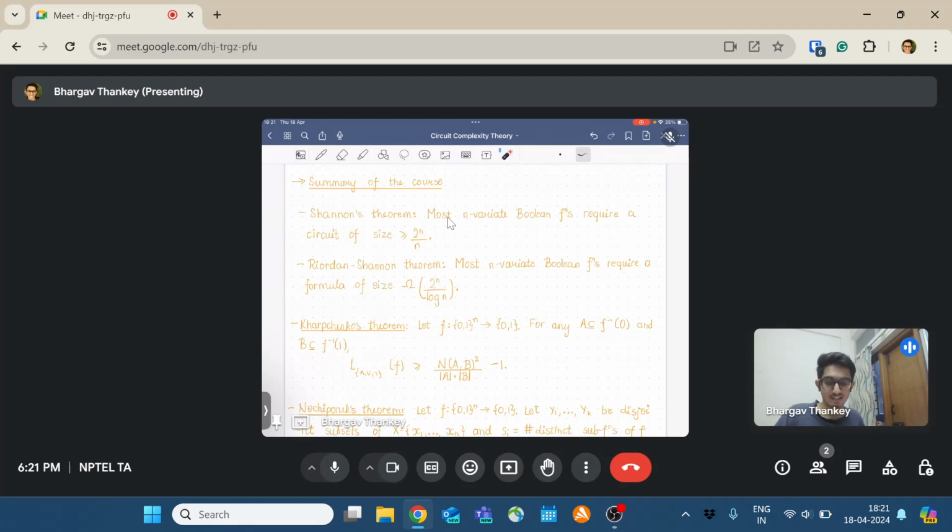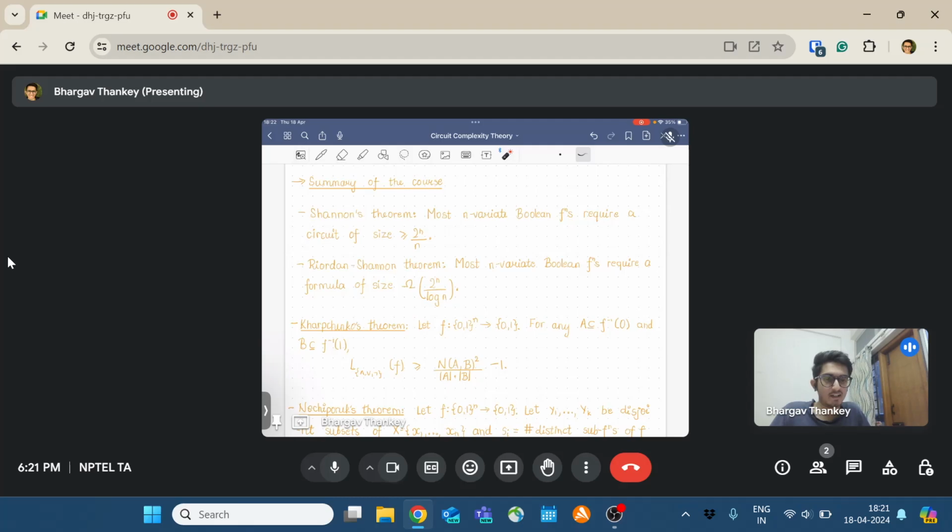So Shannon's theorem says that most n-variate Boolean functions require a circuit of size 2 to the n over n. And Riordan-Shannon theorem says that most n-variate Boolean functions require a Boolean formula of size omega of 2 to the n over log n. So this is slightly better than the lower bound we had. And both of these results were proved by a counting argument, right?